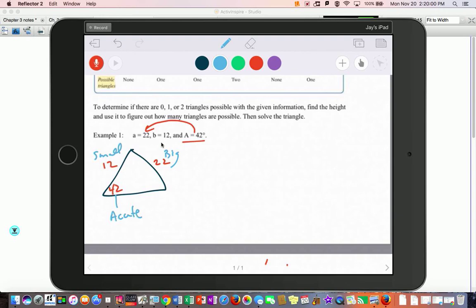When that happens, you have one triangle, because if you tried to swing this back, if this is 12 and this is 22, it would be down here, and it can't touch. It couldn't come back here and touch it. 22 is too long, so there's just the one triangle.